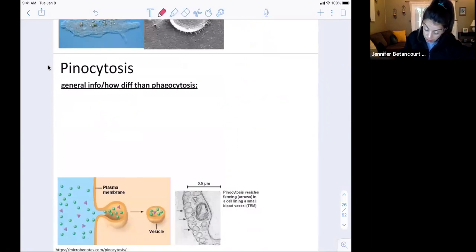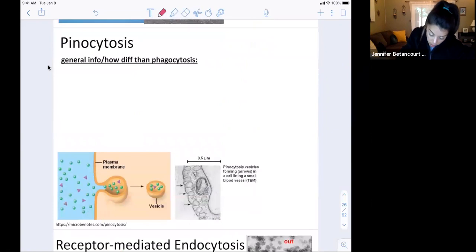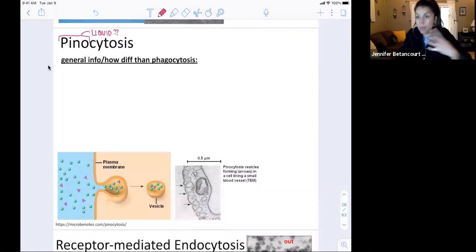Pinocytosis is, here's a nice little picture here. I think it's Greek. I think it means liquid. I don't know. Don't quote me on that, even though it's on YouTube and you can't quote me. So how is it different from phagocytosis? It is different because the molecules themselves are not bigger, but the goal here is to ingest or bring in more than just a couple molecules at a time.